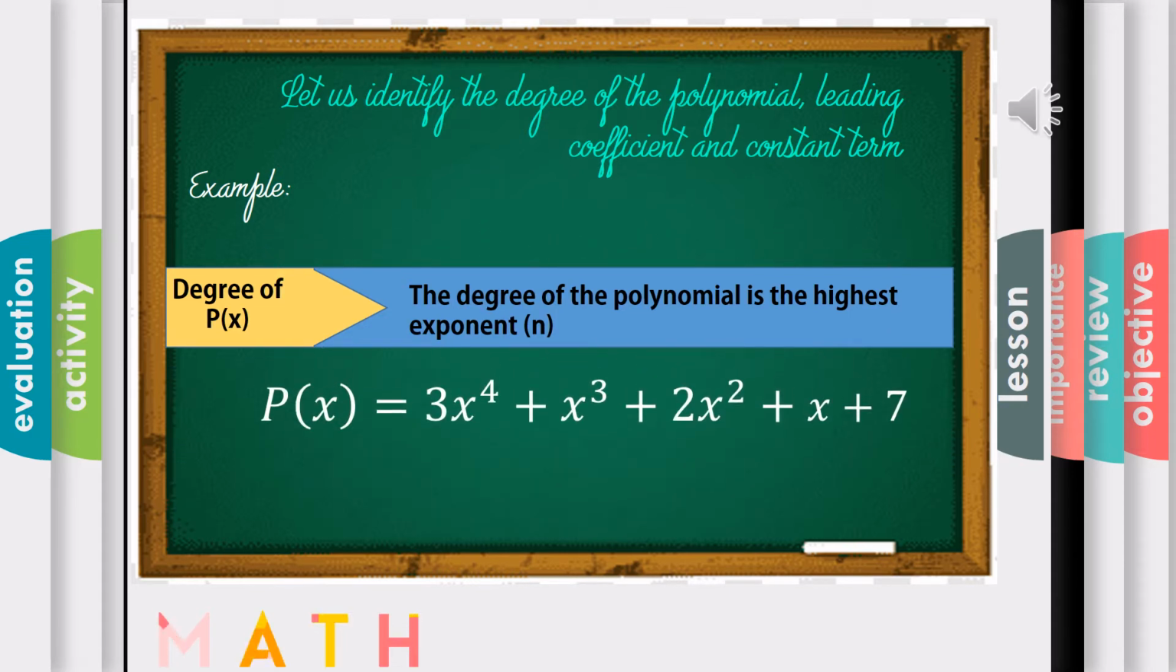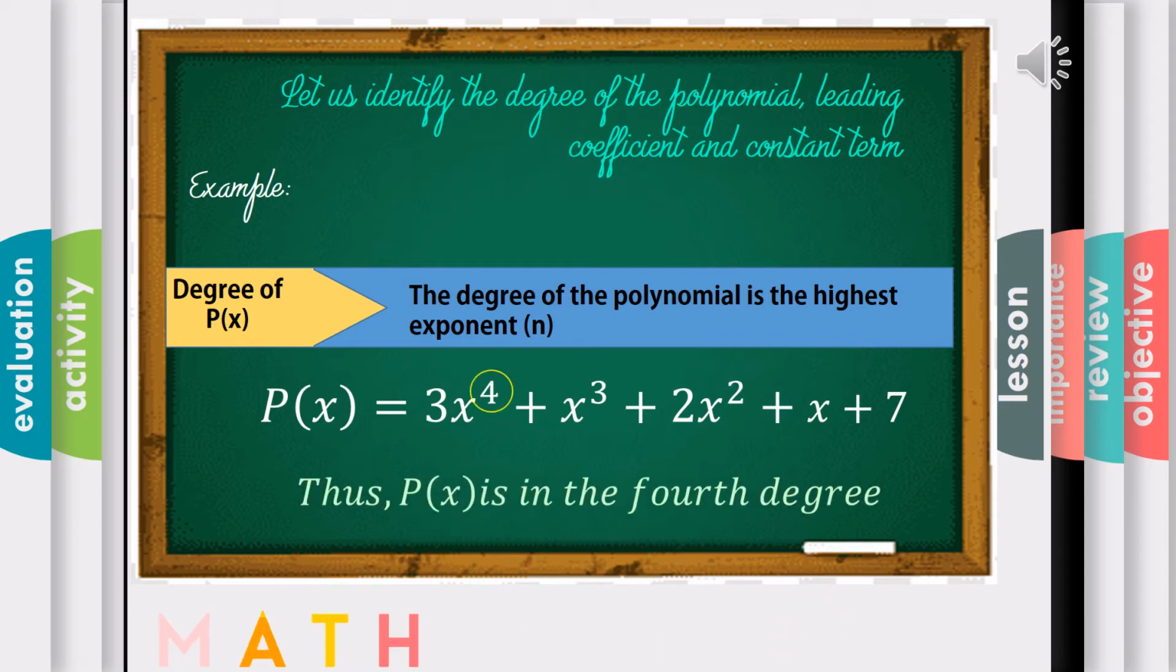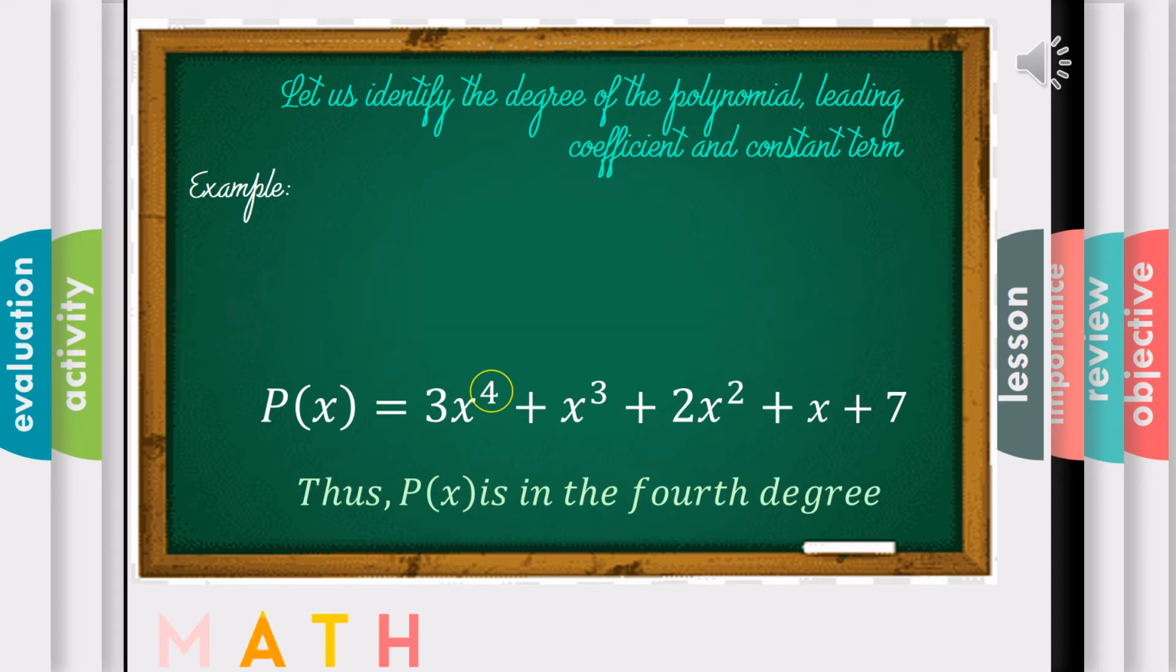Now let us determine the degree of our polynomial function. In our polynomial function p of x, we have the following exponents: 4, 3, 2, and 1. Among these exponents, the highest is 4. Thus, p of x is of the 4th degree.